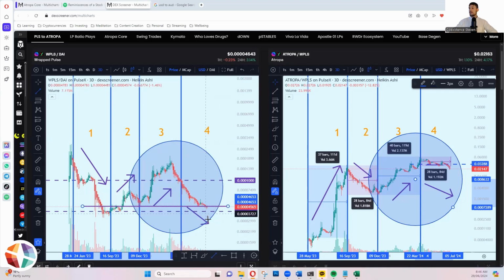So one scenario is it could continue to go sideways. It could dance around. It could do what it's done here. It could dance around this level, this zone for quite some time. So we could see something similar with the Atropa ecosystem where it's going to go sideways for a while.